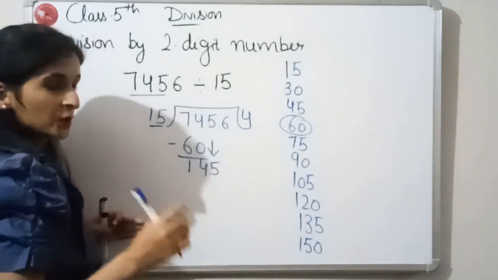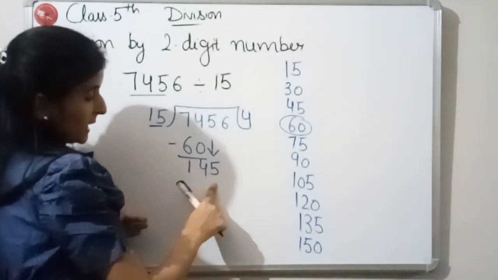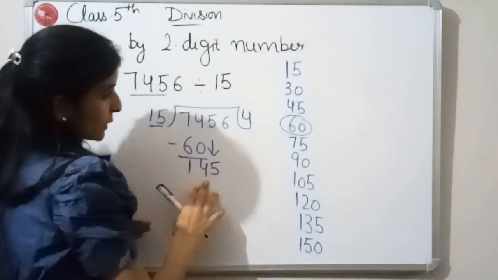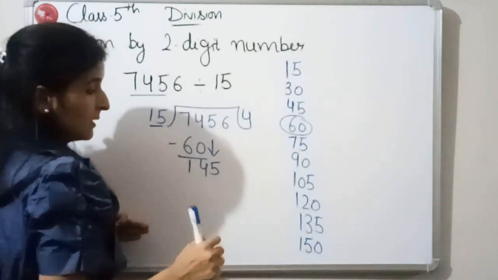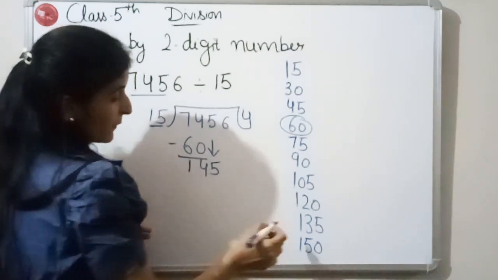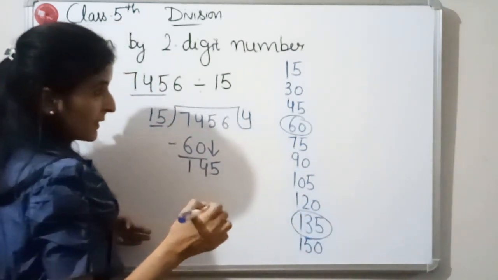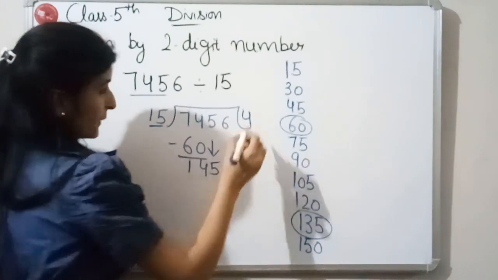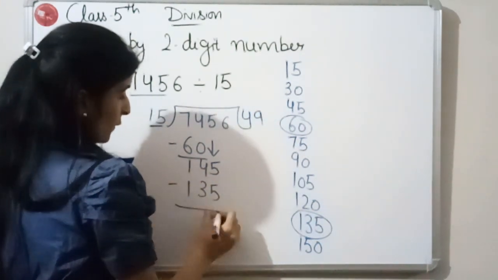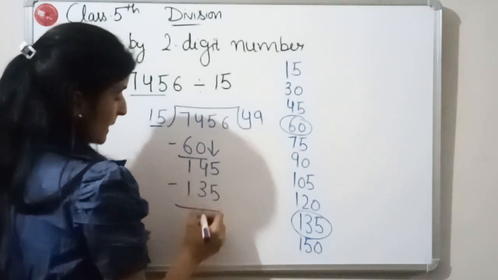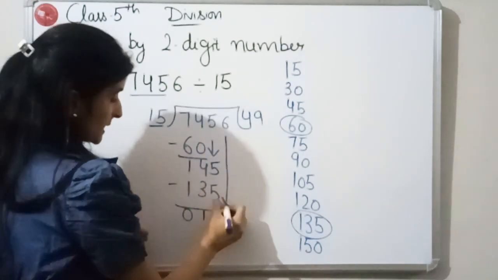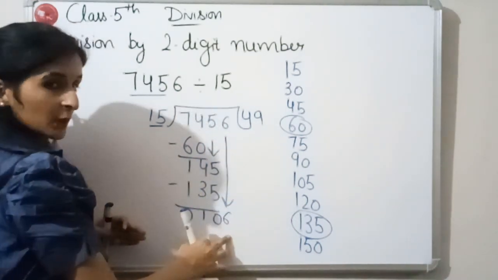Now we have to check which number is nearby 145 and less than 145 in the table of 15. So the number which is nearby 145 is 135 and it is on 9. 15 nines are 135. Now 5 minus 5 is 0, 4 minus 3 is 1, 1 minus 1 is 0. Now I can take the next digit which is 6.